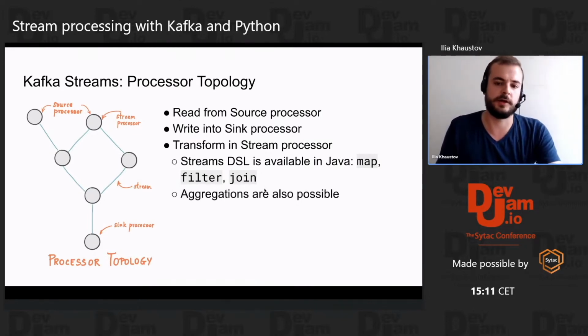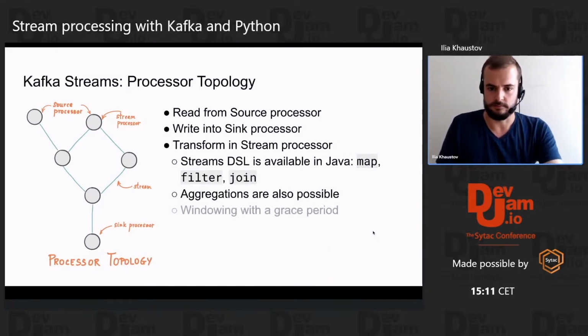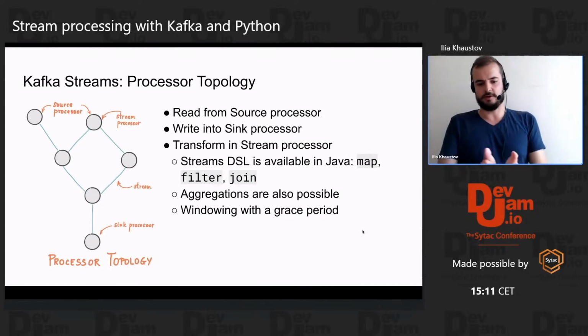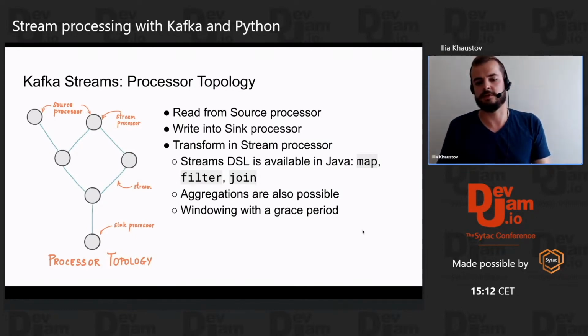It also provides aggregations, which you can do, like group by and group by key and so on. And yeah, next topic, how do you do windowing? How do you decide that I need to finish my aggregations right now? There is a concept of a grace period, which you can set to understand that after this period of time, my processing stops. After this period of time, this window is closed, and we just push this aggregation forward.